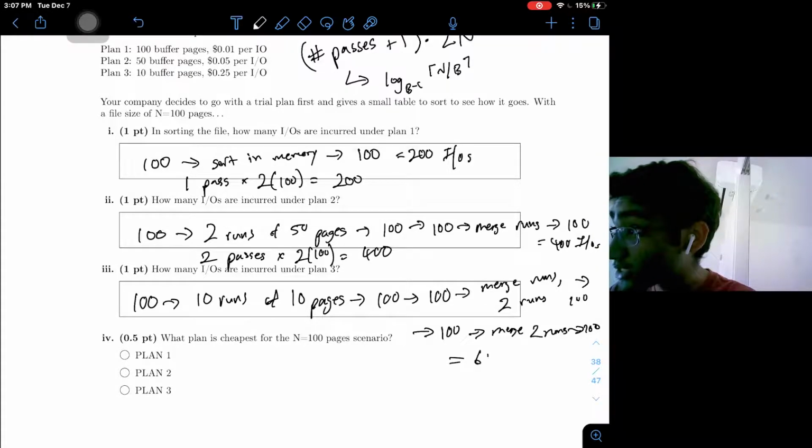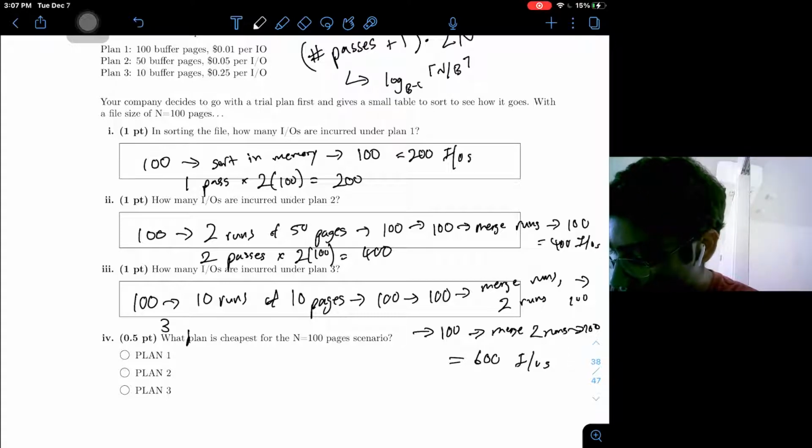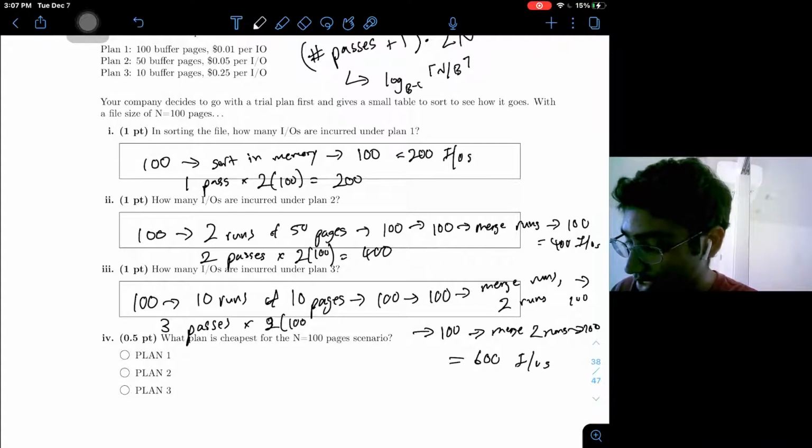This is 600 IOs. And so if we were to put that in terms of our formula, we had 3 passes, the conquer pass, and then 2 merge passes, and that was, when you multiply by 200, 600 IOs.